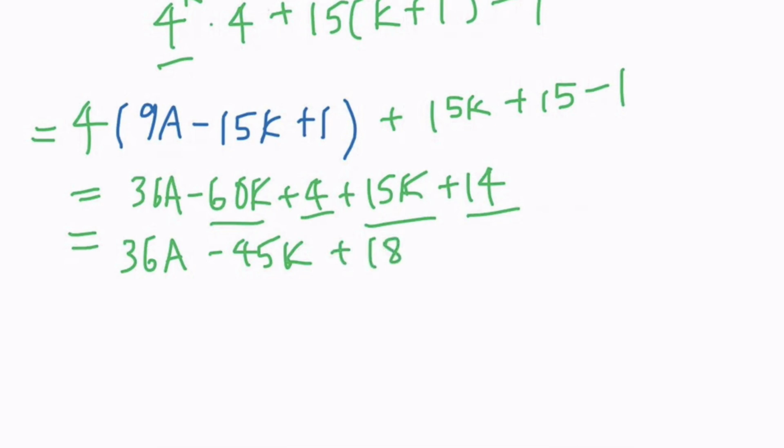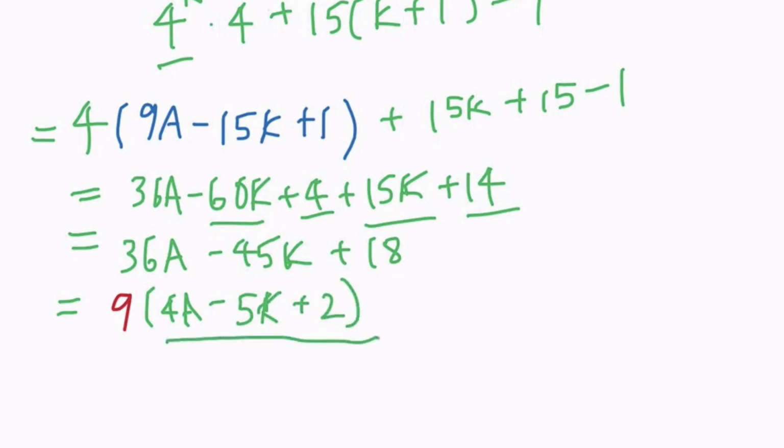So again, we want to prove that this polynomial is divisible by 9. How do we do that? Well, that's super easy. We know how to do that. We're just going to factor a 9 out. And we're left with 4a minus 5k plus 2. Oh, that's supposed to be k. And because a and k are positive integers, we know that 4a minus 5k plus 2 is a positive integer.